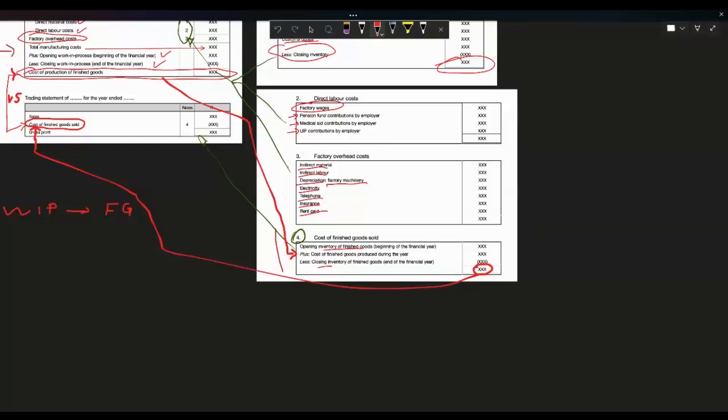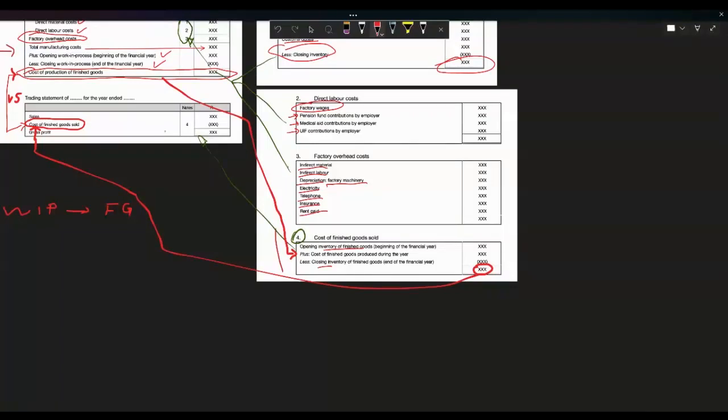Whatever we've produced this year does not necessarily mean that it is going to be sold. We can produce 10 shirts, but we only sell 9 shirts. All right, so we need to take that into account, right? So how will we know how much we have sold?